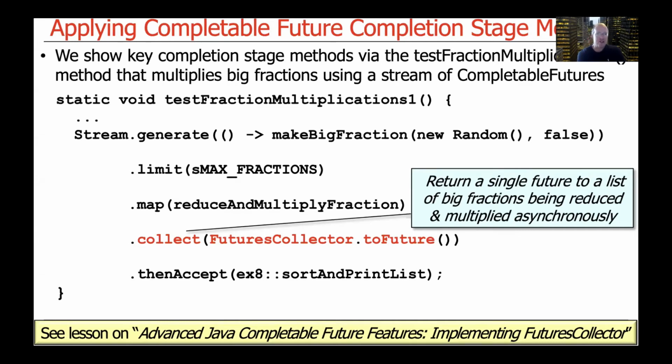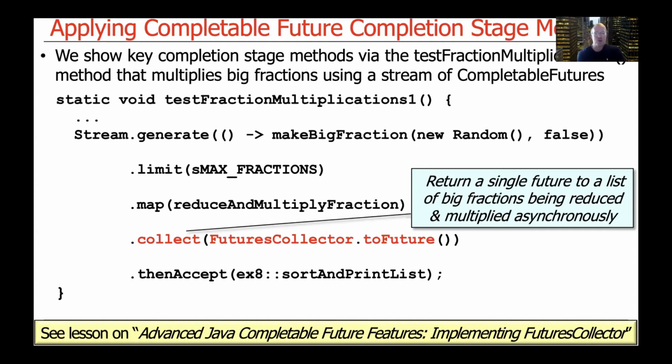And what we want to end up with when we're all done with calling collect is a single completable future that will represent all the asynchronously running completable futures that are in the background doing reductions and multiplications of these large, random, unreduced big fractions. And doing this is basically a sort of a mega join, if you will. It's kind of like the collect operation as always, but it's working on asynchronous computations.